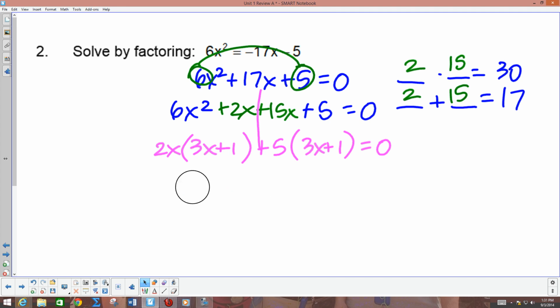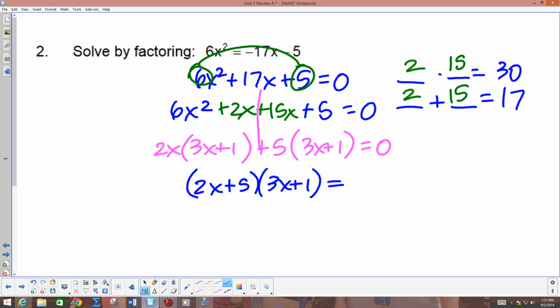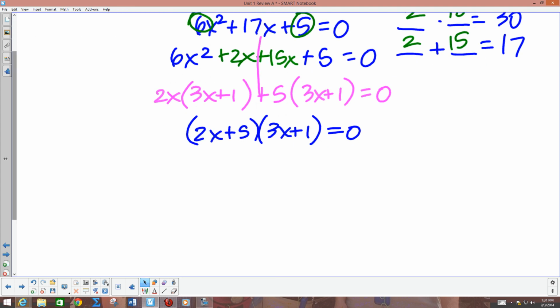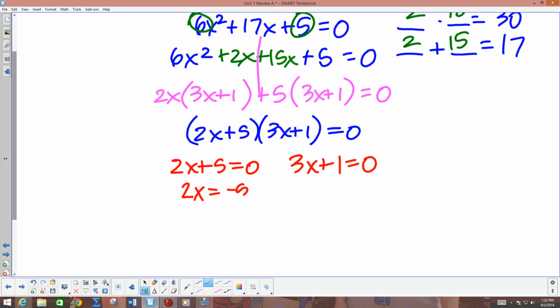So let me get this out of there. And so now I can rewrite it as 2x plus 5, those are both the outer ones, times 3x plus 1, the quantity of 3x plus 1. And so now I have those little equations that I can solve. So I have 2x plus 5 is equal to 0, 3x plus 1 is equal to 0. 2x is equal to negative 5, so x is equal to a negative 5 halves. 3x is equal to a negative 1. X is equal to a negative third. And so those are my two answers that I have for that one.